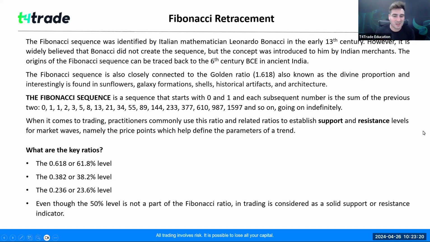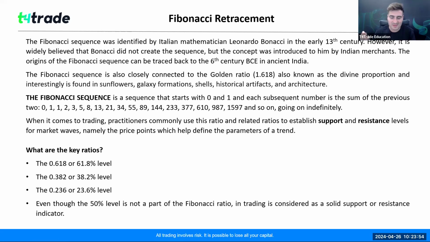What is the Fibonacci sequence, in a sense? Okay, so it's a sequence that starts with 0 and 1 as the prime components. Okay, and each subsequent number is the sum of the previous two numbers. So we start with 0 and 1. You add 0 and 1 together, you get 1, and then you get 1 plus 1, you get 2. 2 plus 1 is 3. 3 plus 2 is 5. 5 plus 3 is 8. 5 plus 8 is 13, and it goes on, in a sense, indefinitely.